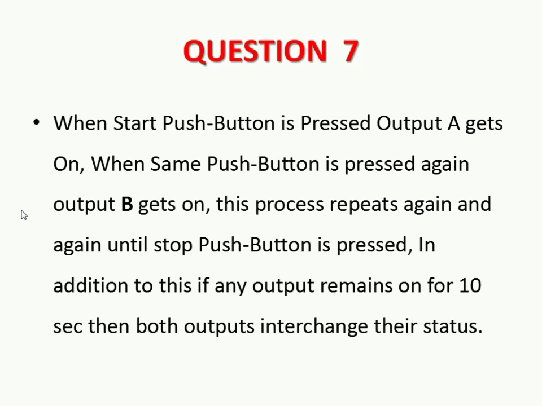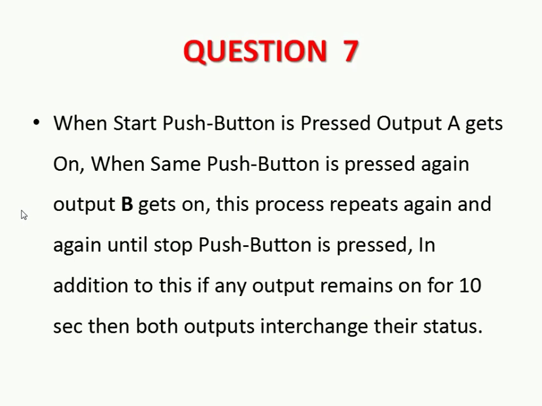So question says that this question has two parts. One is the manual work and other is the automatic work. So we have the two outputs. When the first start push button pressed, output A gets on. Okay, when same push button is pressed again, output A gets off and output B gets on. This type of question you have done in your past examples. So this process repeats again and again manually until stop push button is pressed.